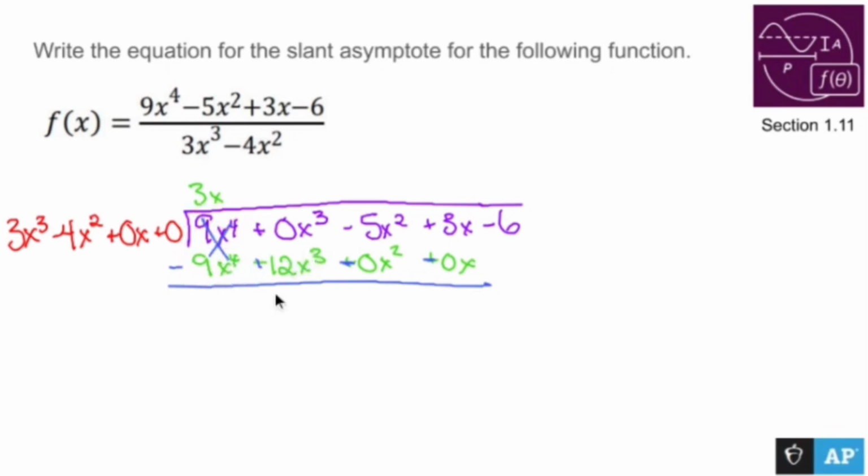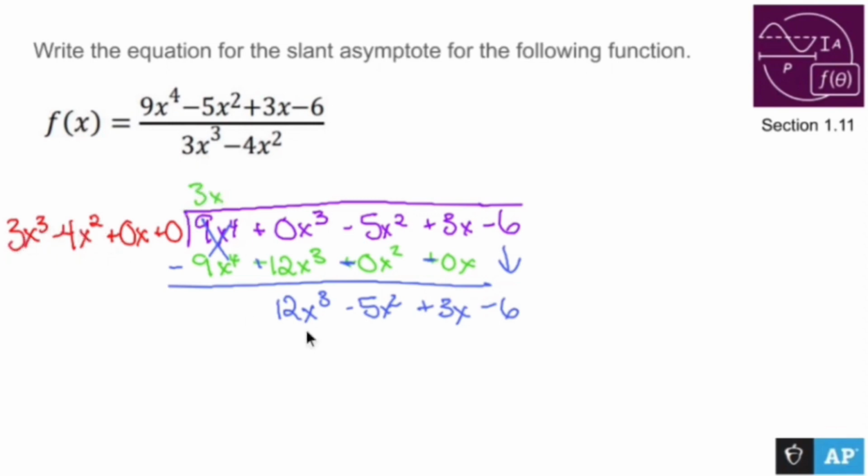This will become regular 12x to the third, drop down the minus 5x squared, drop down the 3x. Now this last part, oh, and always drop down the negative 6, even though it's not that important. Now, why did I just whisper that? How dare I say it's not that important? Because my next step is to repeat what I did at the very beginning.